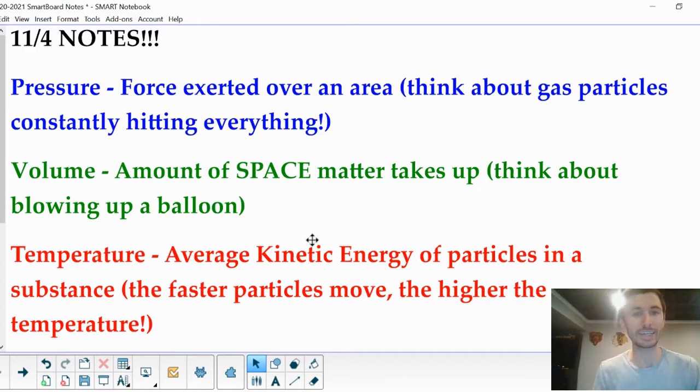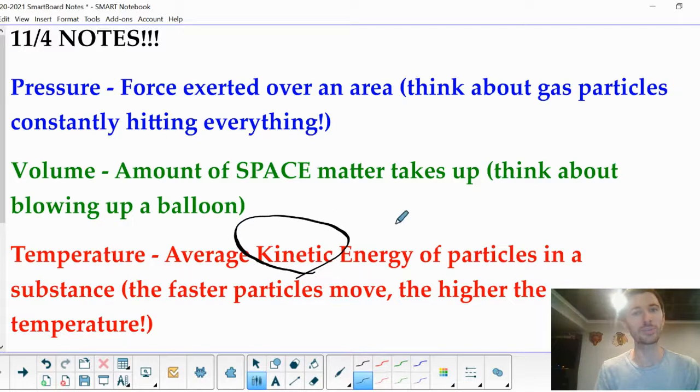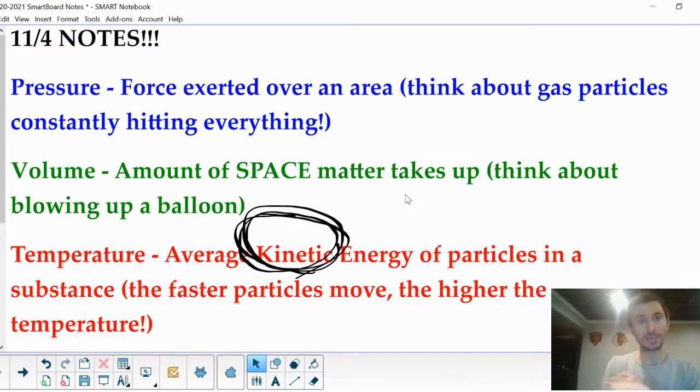So the average kinetic energy. Kinetic energy is the energy of movement, energy of motion. So the more motion there is, the higher the temperature. All right. So hopefully we have those down. If you don't have them down yet, make sure you pause it.